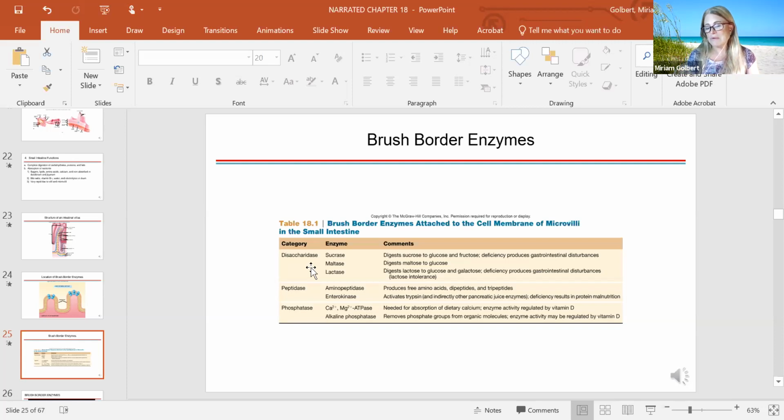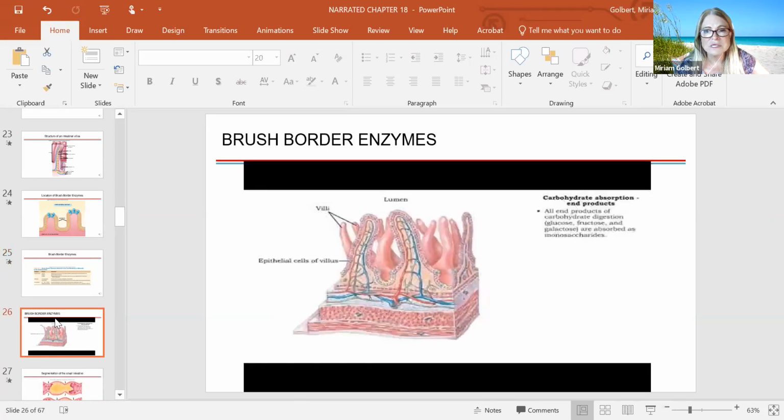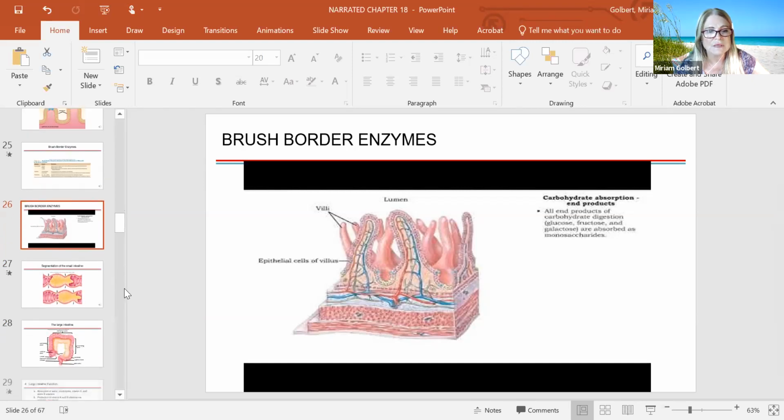So if we didn't break them down all the way in the duodenum, the brush border enzymes are going to take care of it. Then we have peptidase, and these are breaking proteins that are still 2, 3, 4 amino acids long. And we also have phosphatases that help with the absorption of calcium and magnesium from the lumen into our blood. Remember, for calcium, we needed vitamin D to absorb it, right? So here you see the brush border enzymes, and you have all the villi here, and you see how in the mucosa, we have all these capillaries and the lacteal that is going to help us absorb the fat.